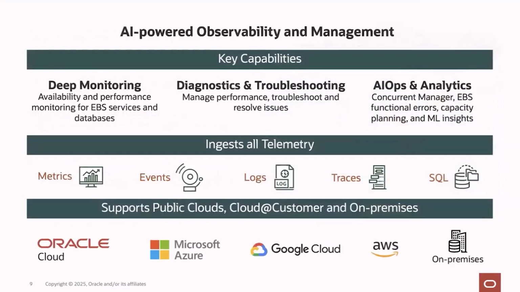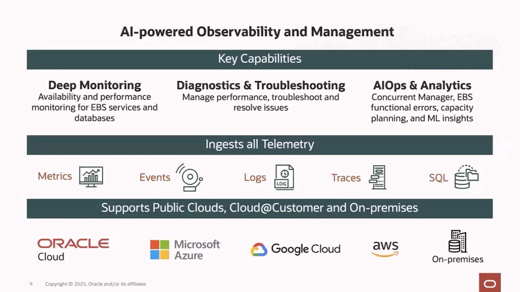So OCI has an AI-powered observability and management solution for EBS observability, and it supports infrastructure that's on the Oracle Cloud or hybrid or multi-cloud or on-premise environments. And the key capabilities of this platform, which is native to OCI, is the deep monitoring capabilities. So being able to monitor availability and performance of the EBS services and databases.